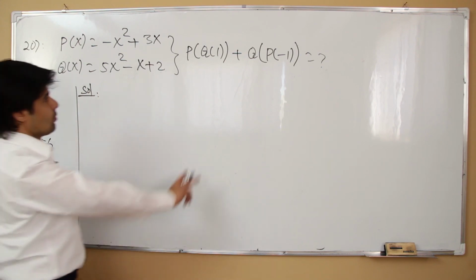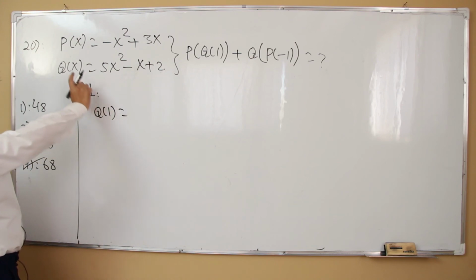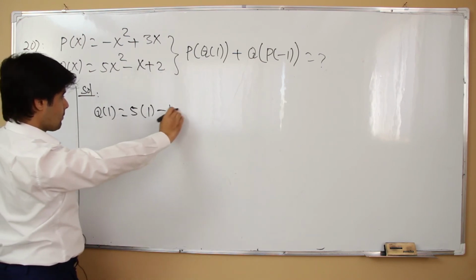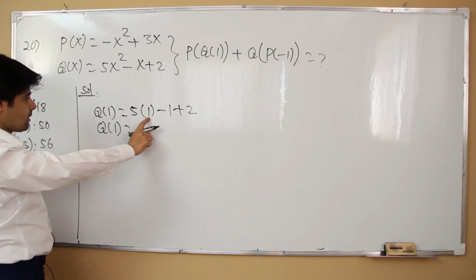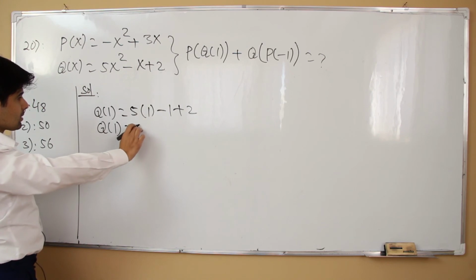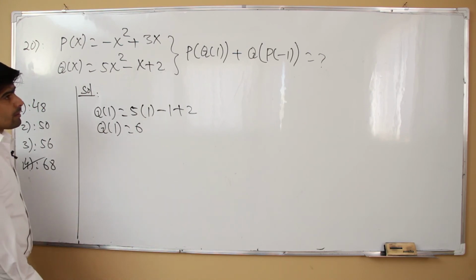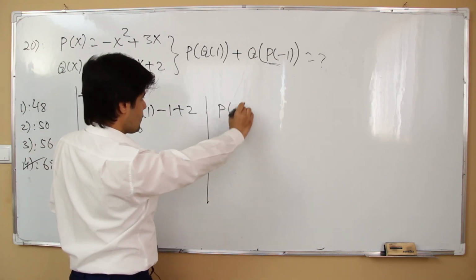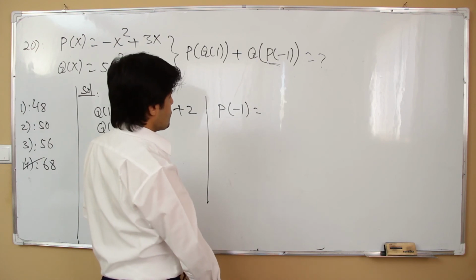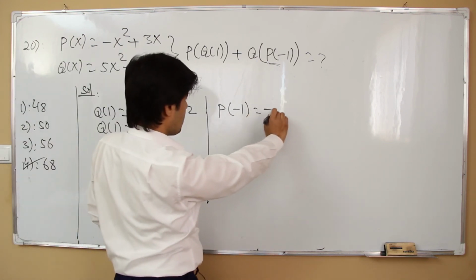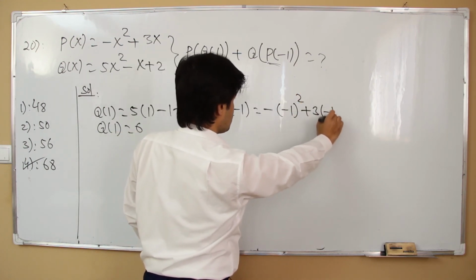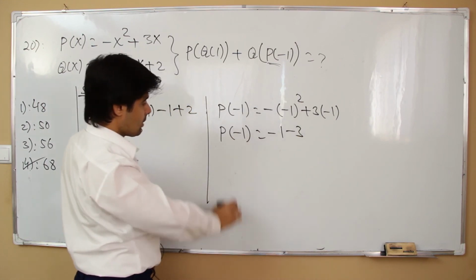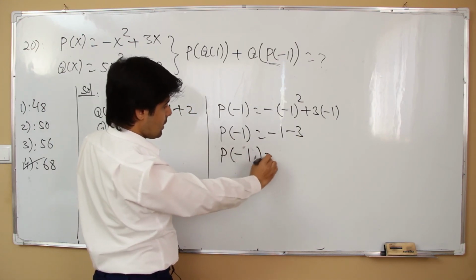Now come. First, what does Q1 mean? Q1 means in this polynomial, instead of x, you have to put 1. Then 5 times 1 squared is 1, minus 1, plus 2. This Q1 is 5 times 1, 5, 5 minus 1 is 4, 4 plus 2 is 6. Am I right? Yes. Second, you have to find P minus 1. In this P you have to put minus 1. Minus 1 whole squared plus 3 times minus 1. So P minus 1 is minus 1 squared, that is 1, minus 3, and it is minus 4. P minus 1 is minus 4.